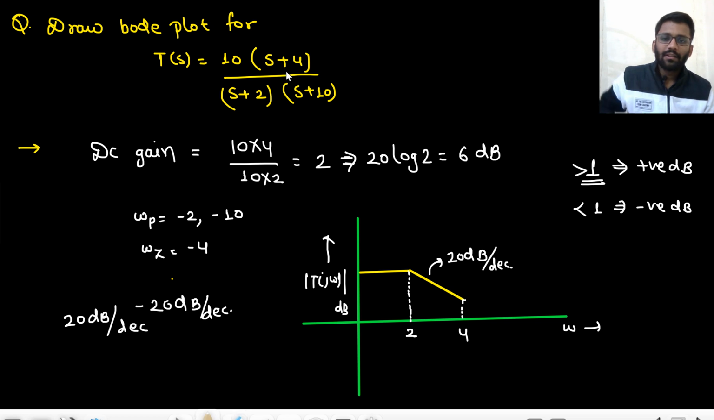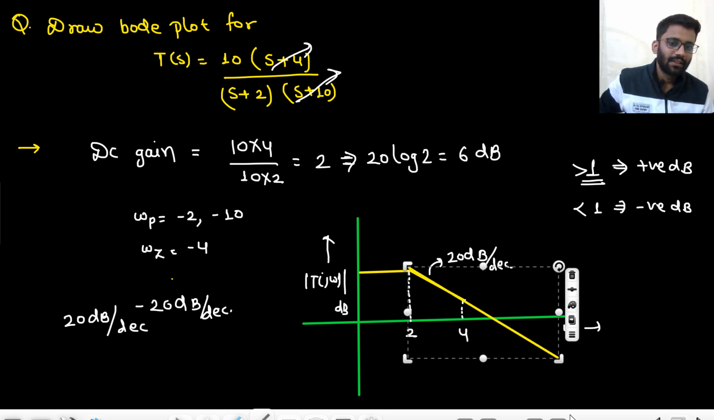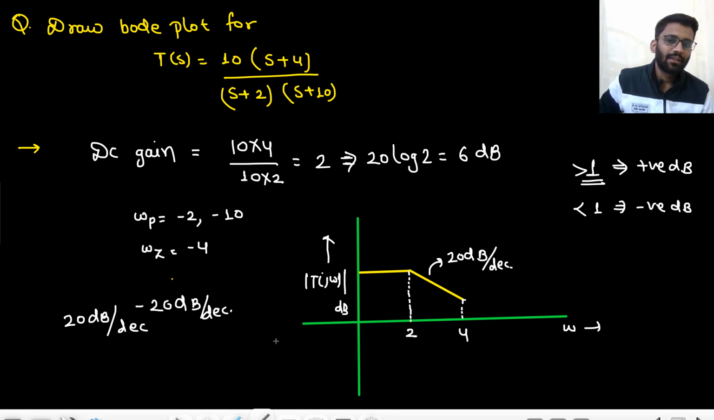If this pole was not there, what would have been the graph? This would keep on going like this. Now, what is happening? There is a zero coming. That means this is plus 20 dB per decade. That slope is there. Now this slope will also come. So plus 20 and minus 20 will make 0 dB.